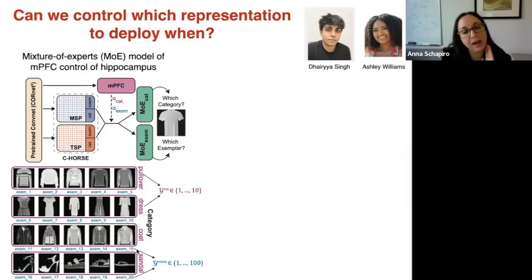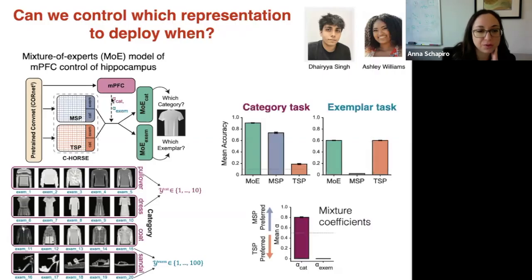So here we're training the model on fashion MNIST, and there are two different tasks. One is the regular categorization task. The other is an exemplar memory task. So can you remember the individual, specific sweater or whatever? And the model is going to try to learn to deploy the right pathway for the right task. And we know from the rodent literature that MPFC has the right connectivity and has the right influence on the hippocampus to allow for the potential for this kind of task-dependent modulation of what's happening. And so we thought that was a good candidate region for this control.